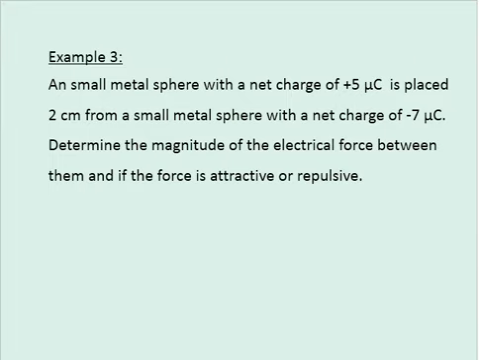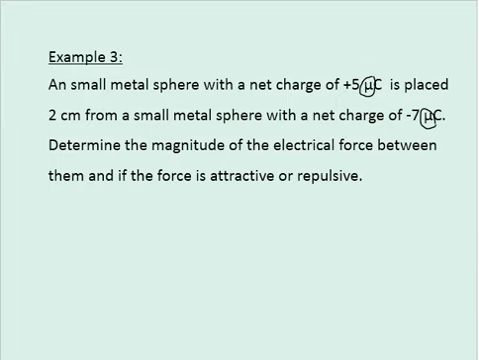So now we have a small metal sphere. It has a net charge of +5 microcoulombs. It's one of our metric system prefixes. That indicates it's a smaller unit of measurement. And it's placed 2 centimeters from another metal sphere that has a negative charge now of 7 microcoulombs. Again, we want to determine the size of the force and whether it's attractive or repulsive.